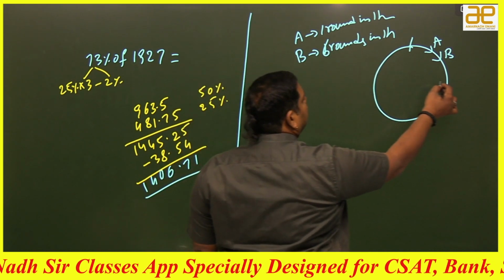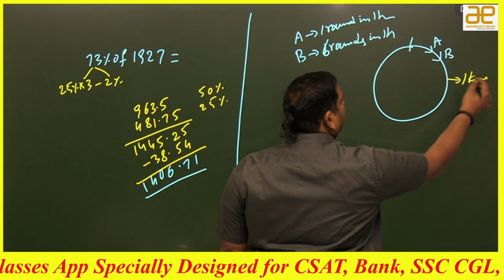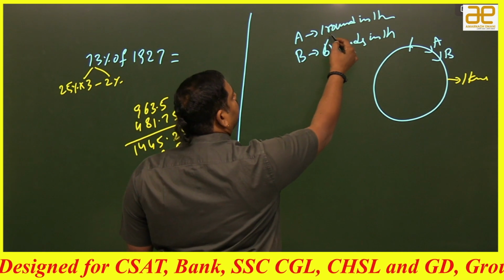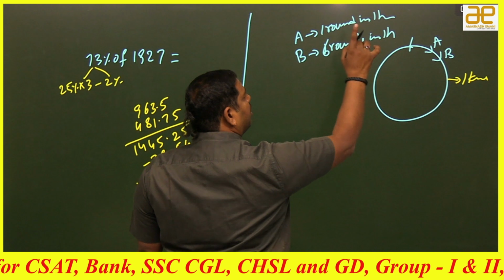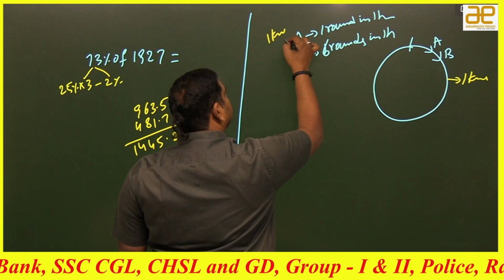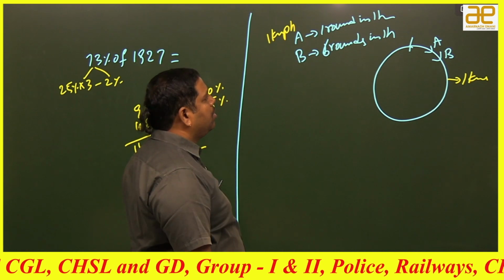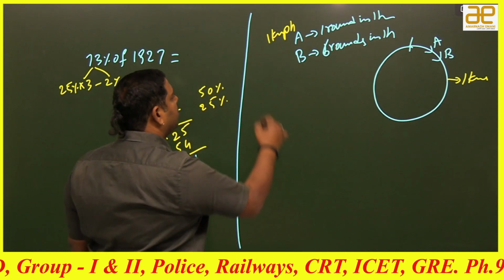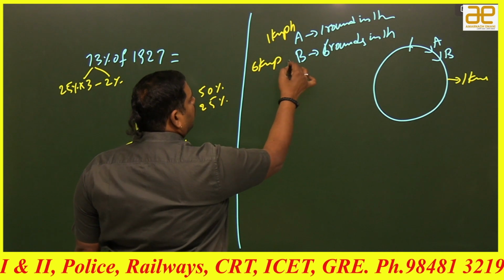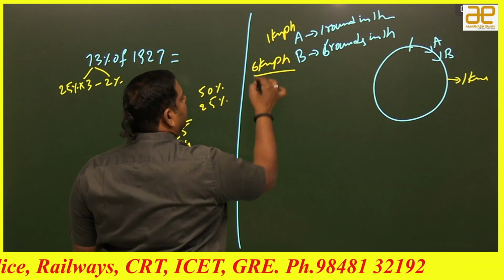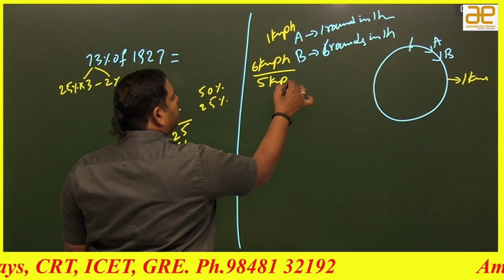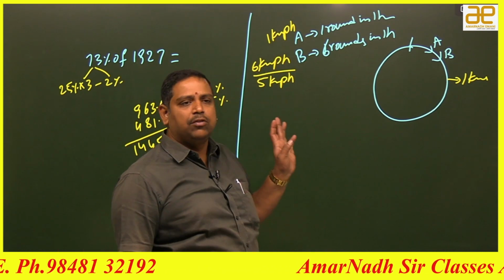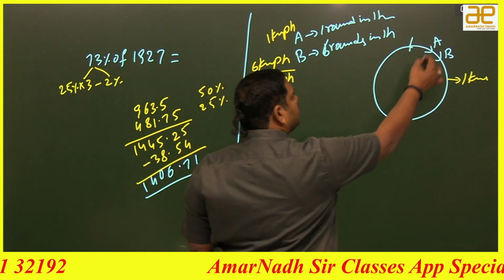I am assuming the length of the track is 1 kilometer. Then the first person's speed is 1 round in 1 hour. 1 round means 1 kilometer in 1 hour. Automatically his speed will become 1 kilometer per hour. B 6 rounds means 6 kilometers in 1 hour, so his speed will become 6 kilometers per hour. Both are moving in the same direction, so relative speed I will use 5 kilometers per hour. If A is at rest, then B goes with relative speed. Now I am keeping A at rest.